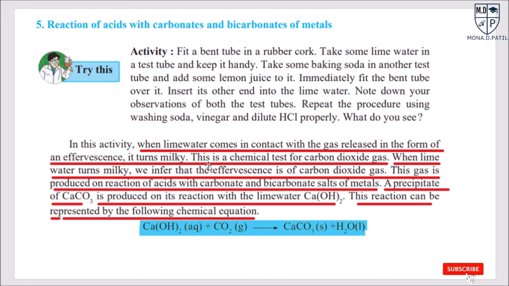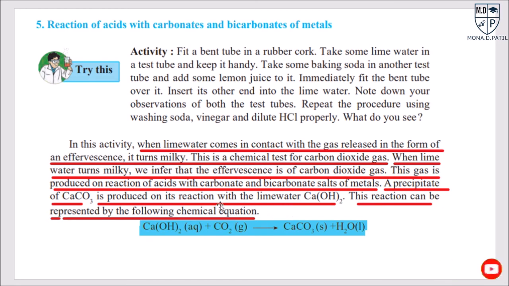So in this activity, when lime water comes in contact with the gas released in the form of effervescence, effervescence means rapid bubbles come from the solution, it turns milky, and this is a chemical test for carbon dioxide gas. When lime water turns milky, we infer that the effervescence is of carbon dioxide gas. This gas is produced on reaction of acid with carbonate and bicarbonate salt of metal. A precipitate of calcium carbonate is produced on its reaction with lime water, calcium hydroxide.